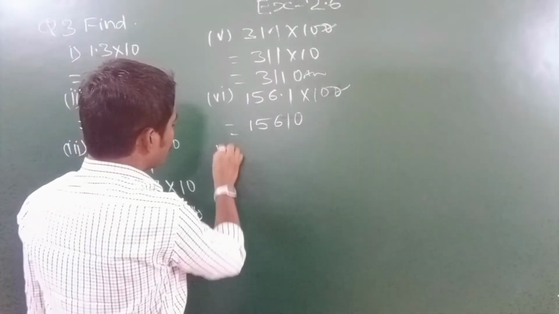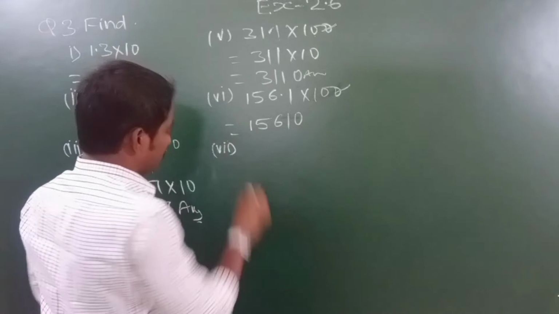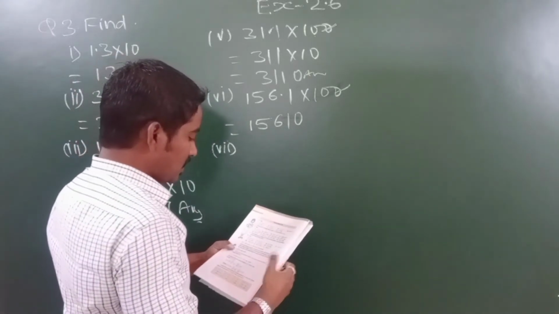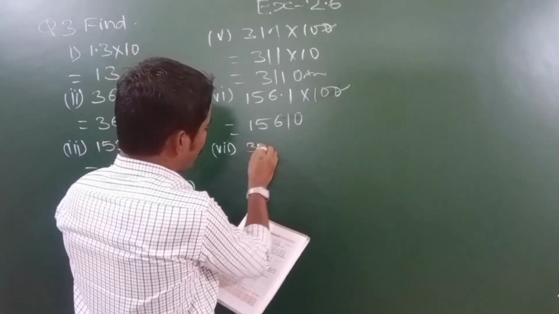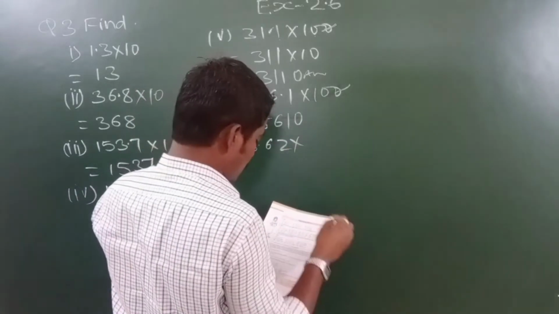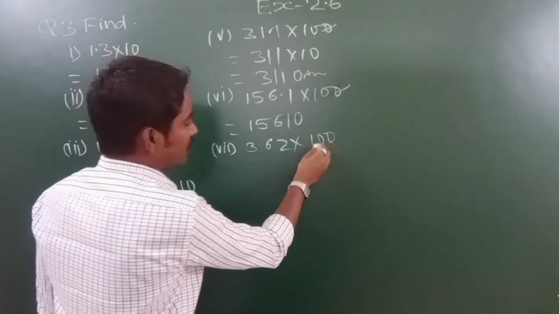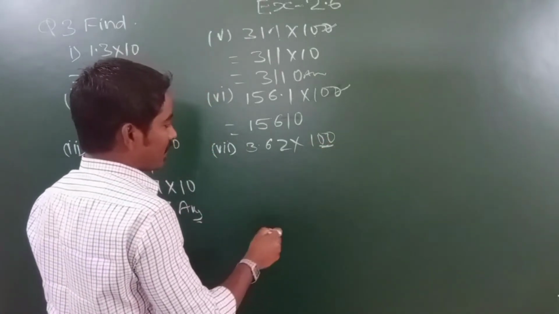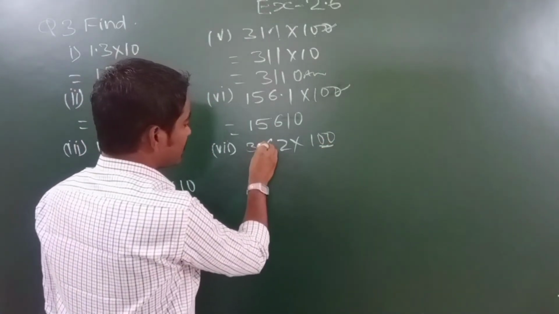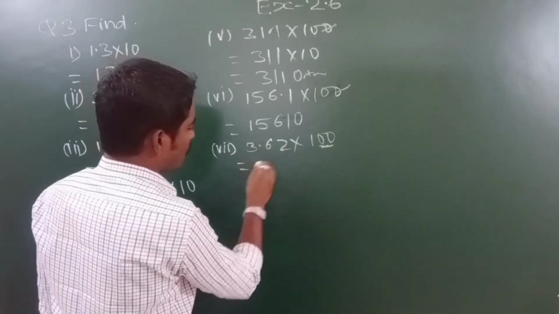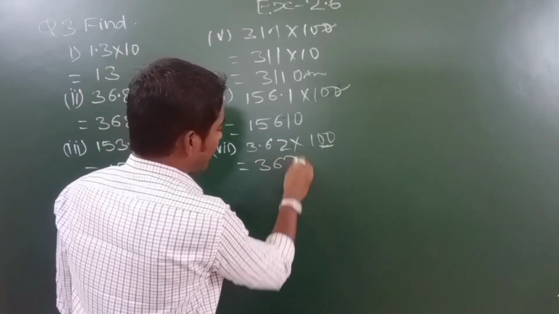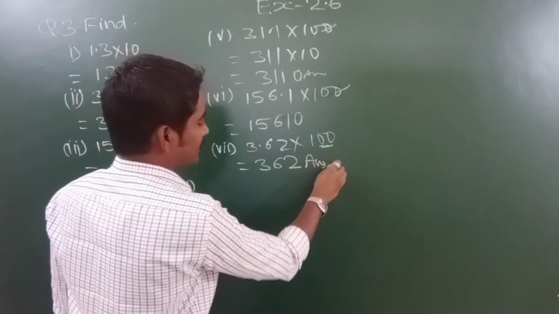Okay, now moving to the next segment, segment number 7. Segment number 7 is saying to multiply 3.62 into how much, 100. So this is very simple. Here two zeros are there, and here the decimal is after 2 digits, so both of them will cancel each other and finally we will have this much as our answer.